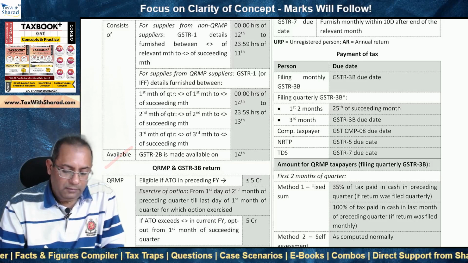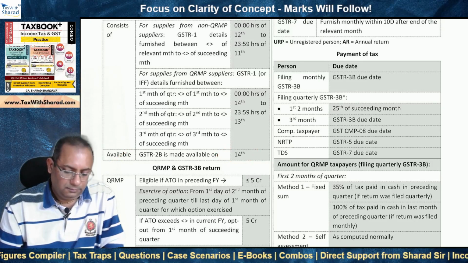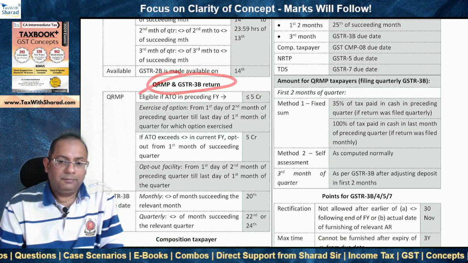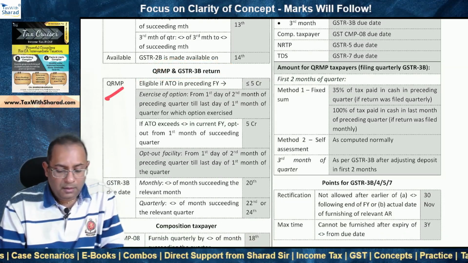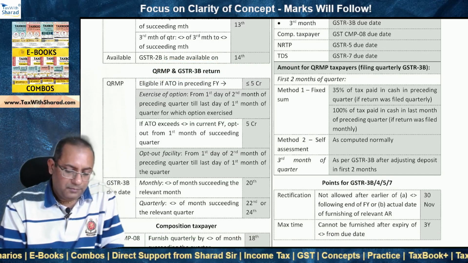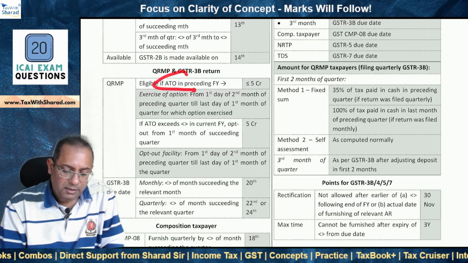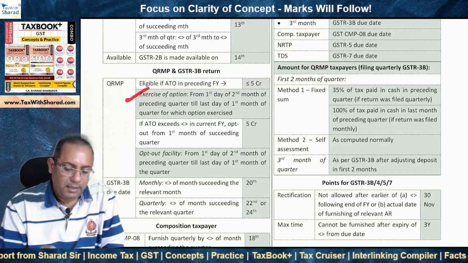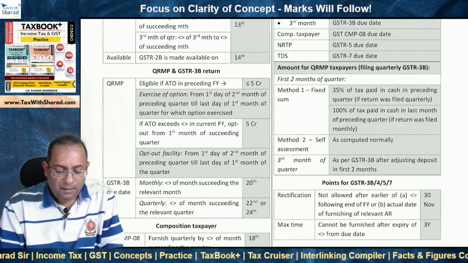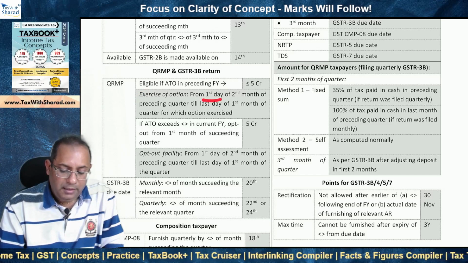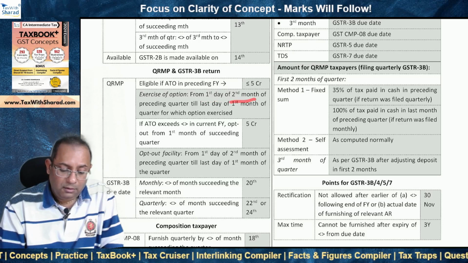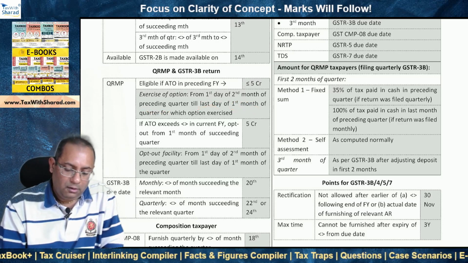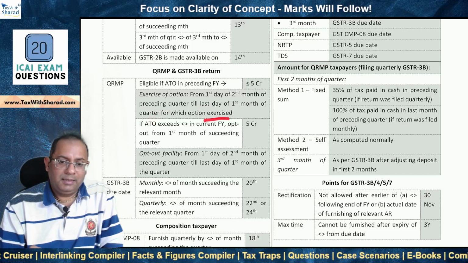When is GSTR 2B made available? It is made available on 14th. QRMP and GSTR 3B return. QRMP scheme. When is the person eligible? The person is eligible if ATO in the preceding financial year is not more than 5 crore, up to 5 crore. Exercise of option under this scheme can be done from the first day of the second month of the preceding quarter till the last day of the first month of the quarter for which the option is exercised.